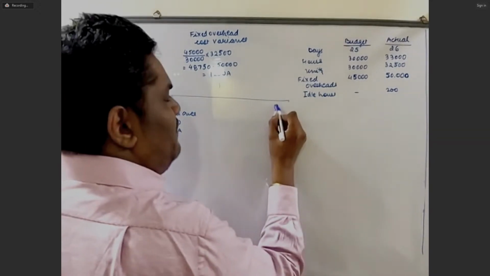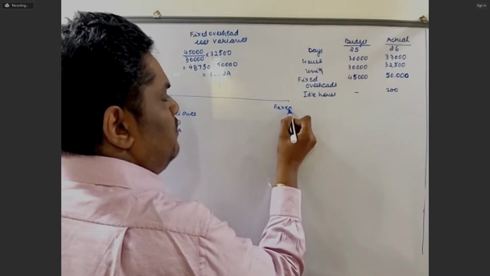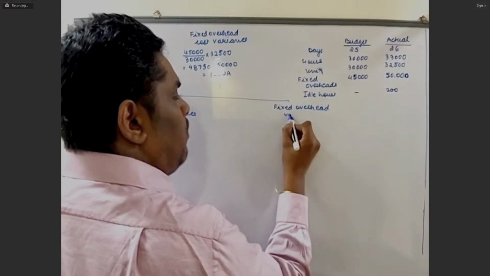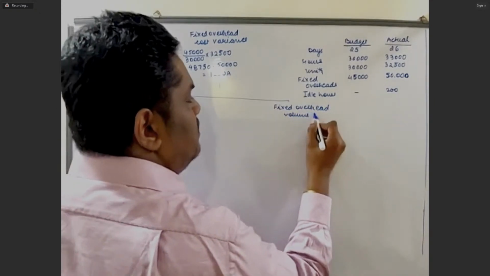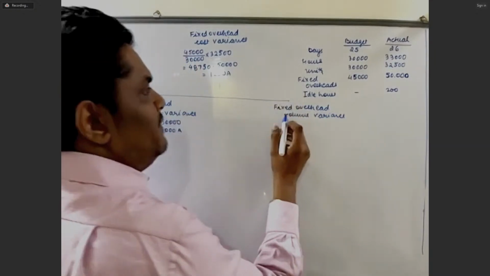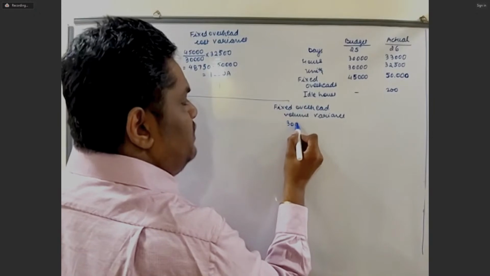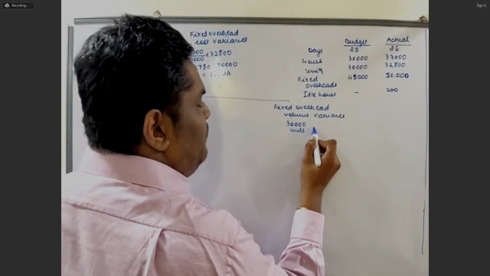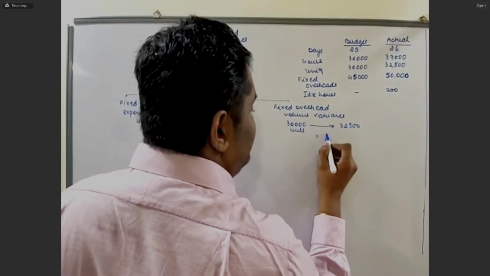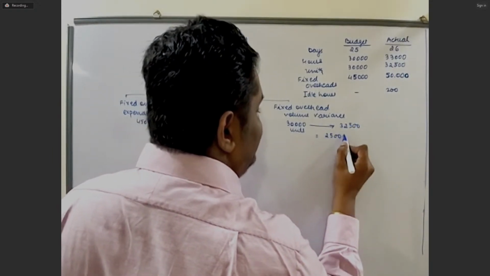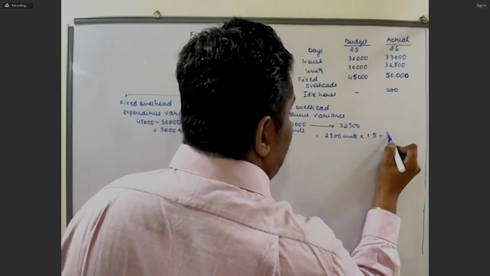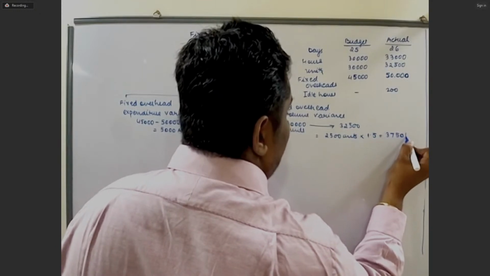When talking about fixed overhead volume variance also, no change. That is, we were supposed to manufacture 30,000 units. We actually manufactured 32,500 units. 2,500 units extra we manufactured into the rate per unit. So this will be 3,750 favorable.